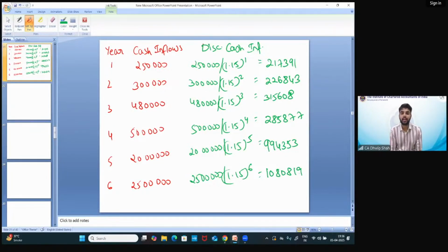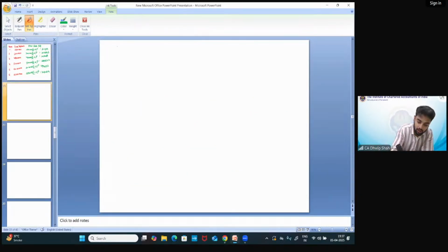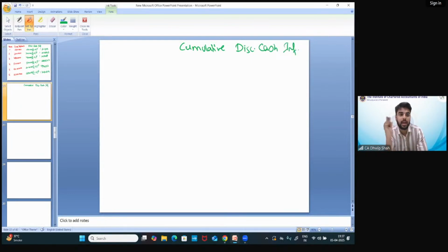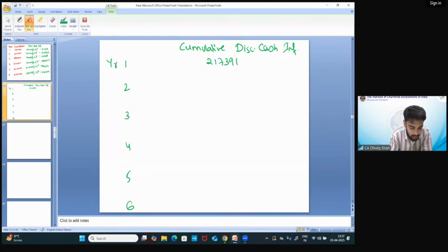So once you are ready with discounted cash inflow, now prepare the cumulative discounted cash inflow table. This is the only difference between payback period and discounted payback period. Okay? Year 1, 2, 3, 4, 5, 6. So year 1 it is 217,391. Year 2 it would be 217,391 plus 226,843. Tell me how much is it coming?